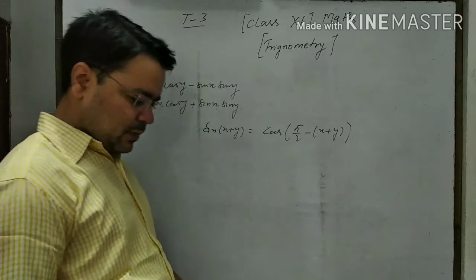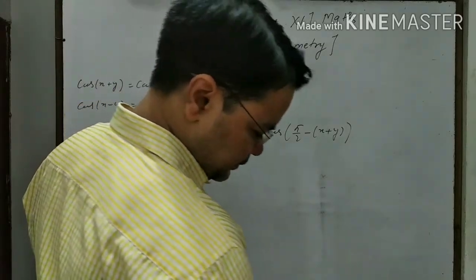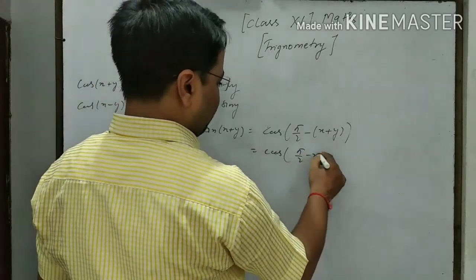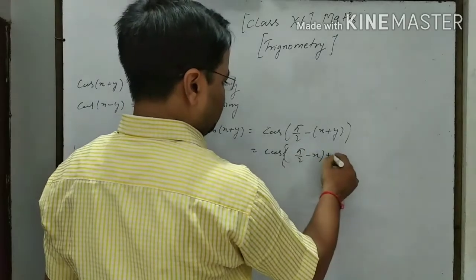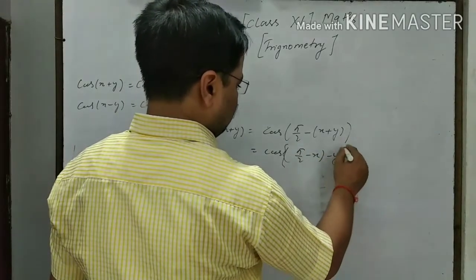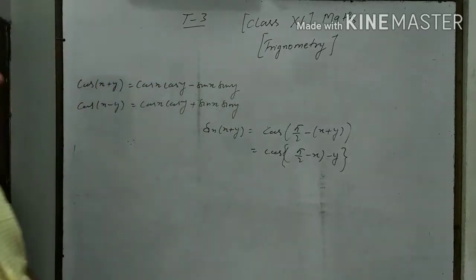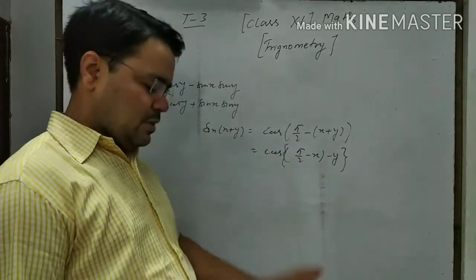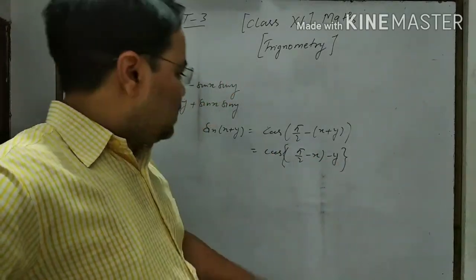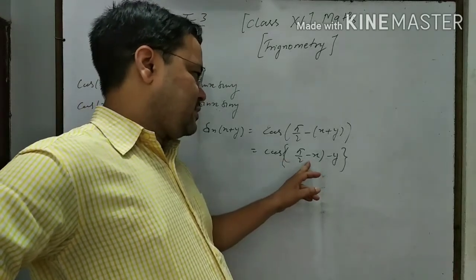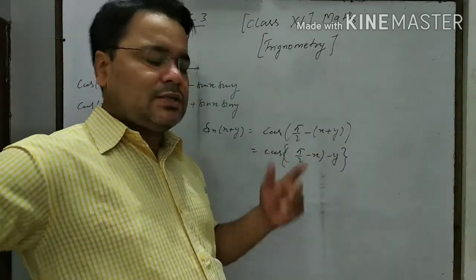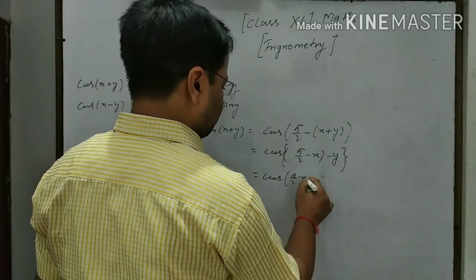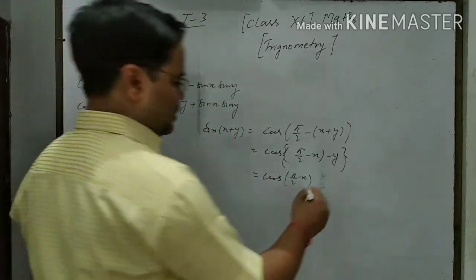Now this can be written this way: cos(pi/2 - x - y). Any problem? Just take this value and this value together and make this y separate. Then cos(x-y) form. Then what is the formula for cos(x-y)? Cos(pi/2 - x) means cos x cos y.